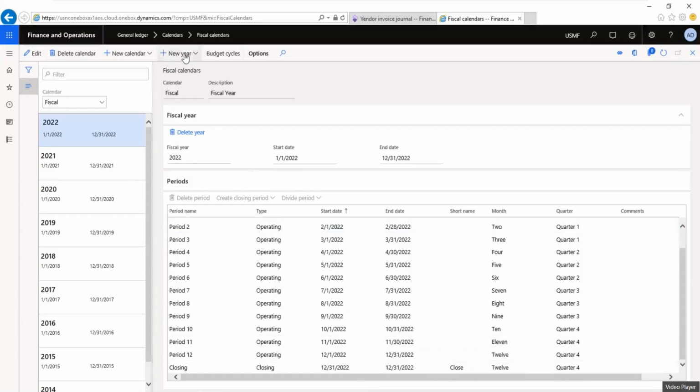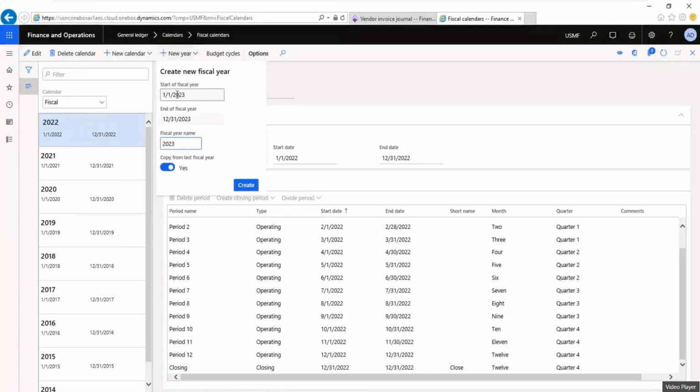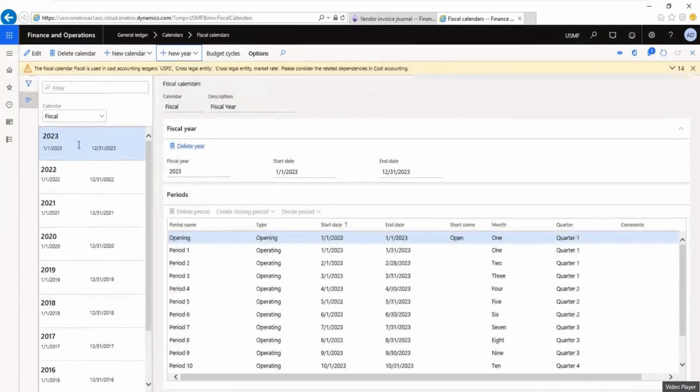Now if I click on New year, it will ask you 1/1/23 to December 31st, 23, year 2023, Create. Automatically the new financial year will be created. Okay, the warning message is not an issue. Leave it. This is cost accounting and it is a different function. At this point it is not required.